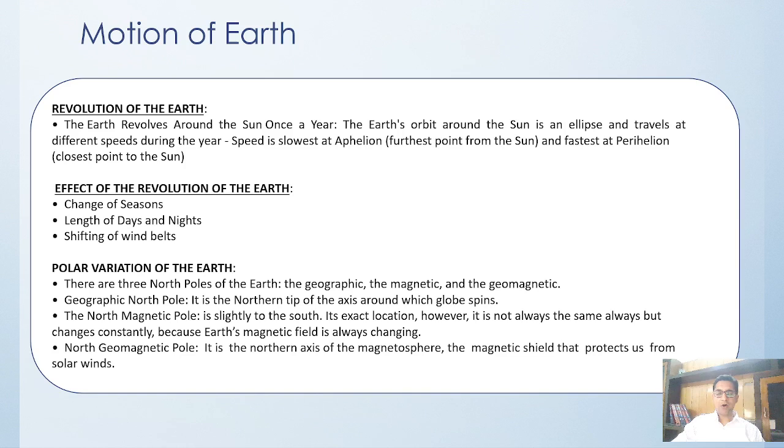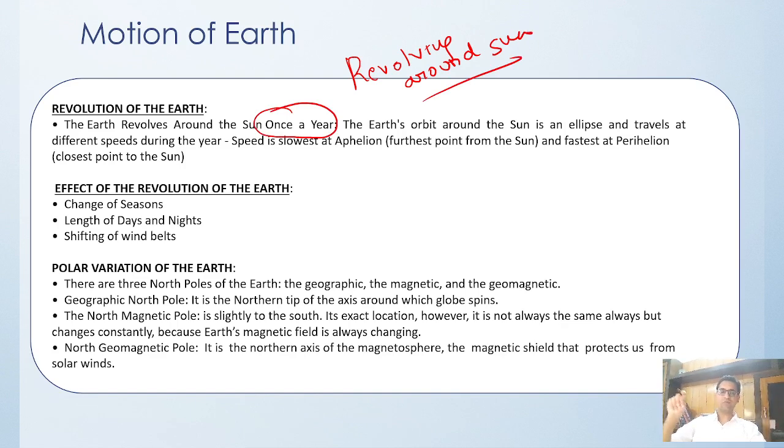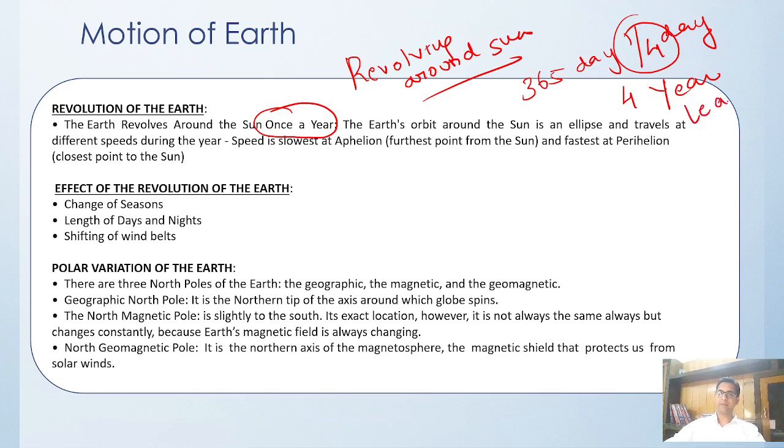Right now we were discussing the rotation. Now we are going to discuss revolution. Revolution is the earth revolving around the sun once a year. When the earth completes one round around the sun, we call it one solar year, that is 365 days and a quarter day. That is why every 4 years we make a leap year.